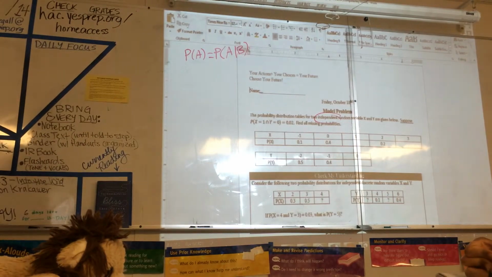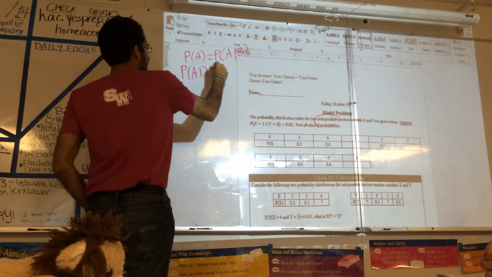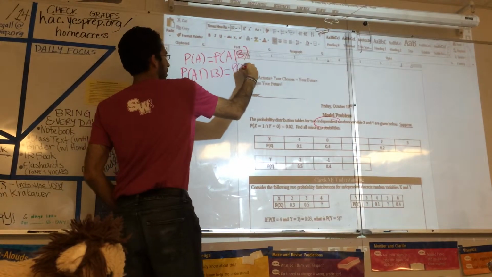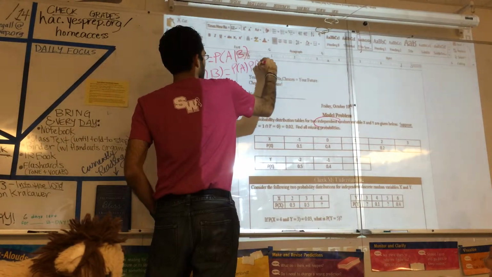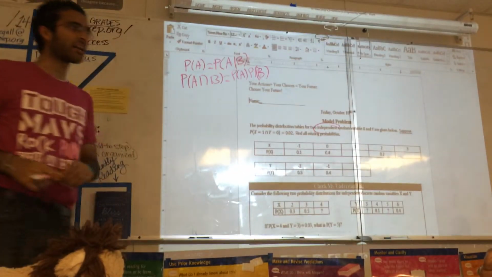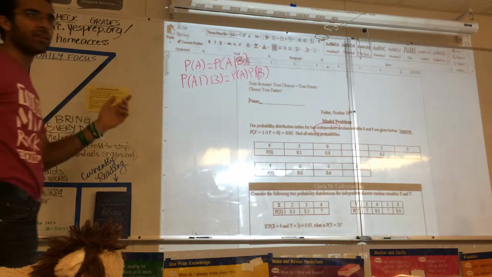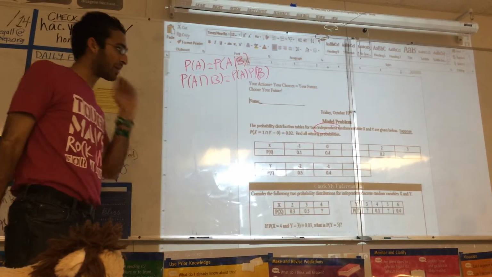There's one more. The probability of A and B equals P of A times P of B. Very good. You've got to know these. These are the equations that kick in in our head when we hear that two events are independent.